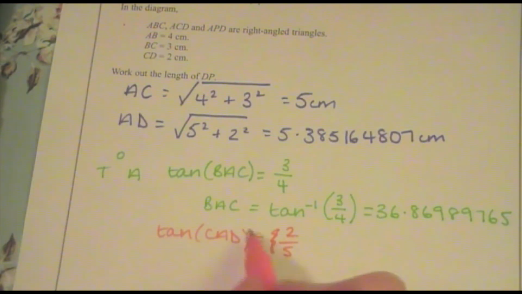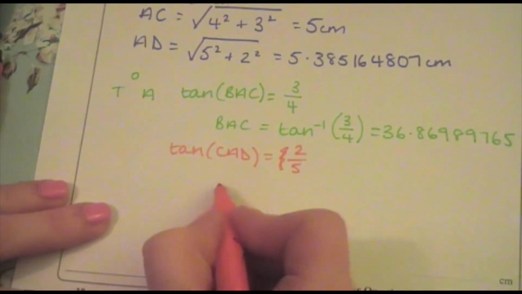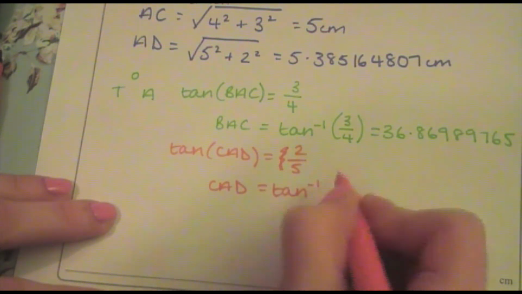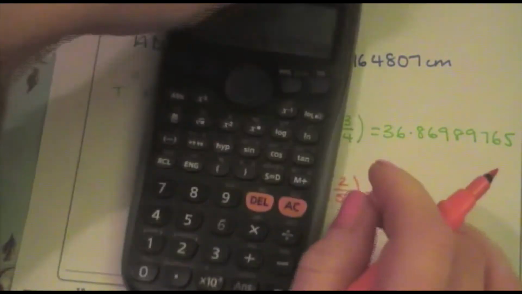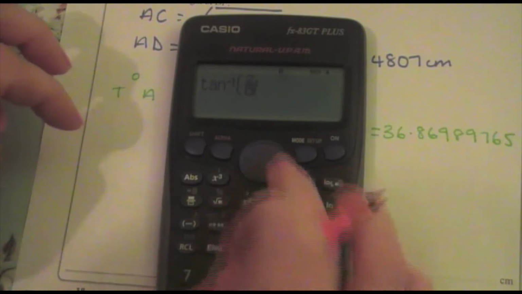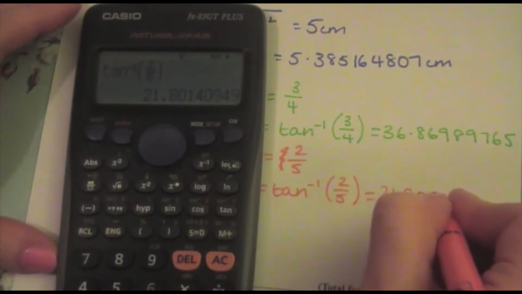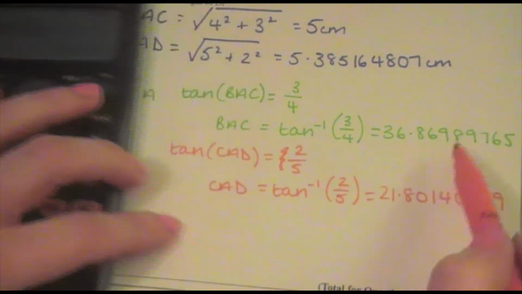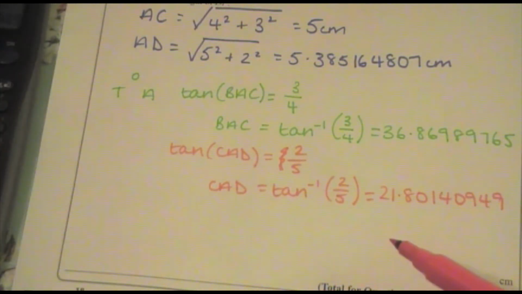Now I want the angle, which at the moment is trapped in tan, so I'm going to have to do the same as I did here. I'm going to have to do the inverse of tan on both sides. If I type that in my calculator, I get 21.801404949. Now again, I'm keeping these in their long form. I'm not going to round yet because I've not got to the end of the answer yet.